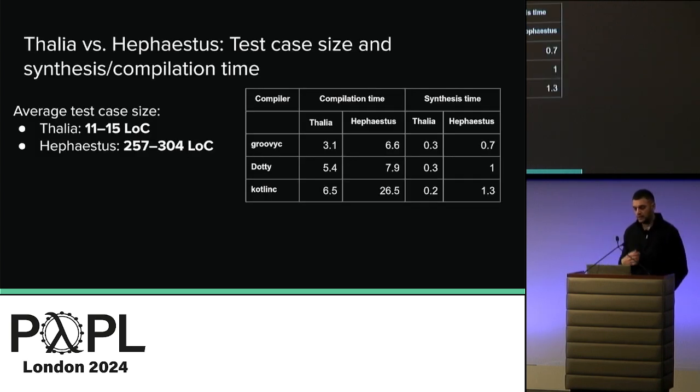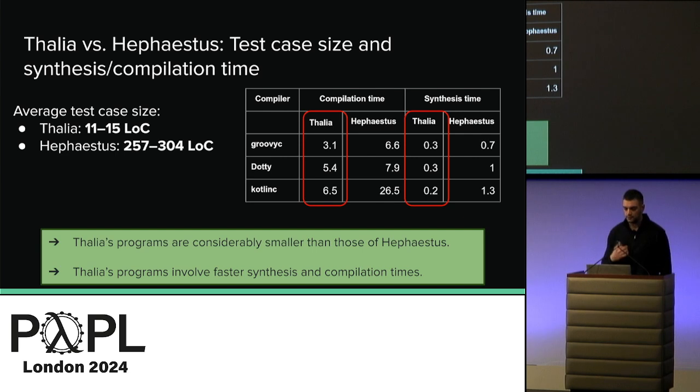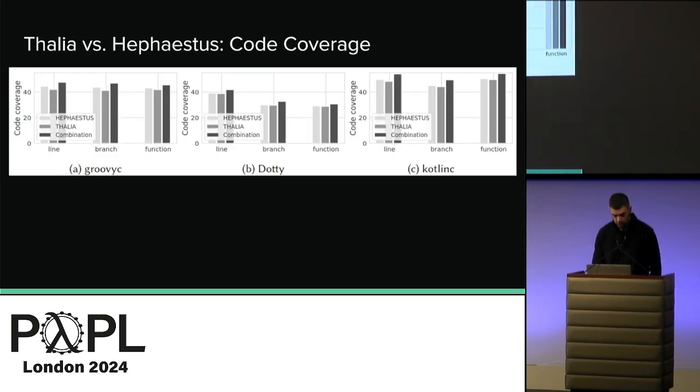And we compare Thalia with Hephaestus in terms of test case size and synthesis compilation time, and we saw that Thalia's programs are one order of magnitude smaller than that of Hephaestus, and in turn this leads to faster synthesis and compilation times, so more efficient testing. We also compare them in terms of code coverage.